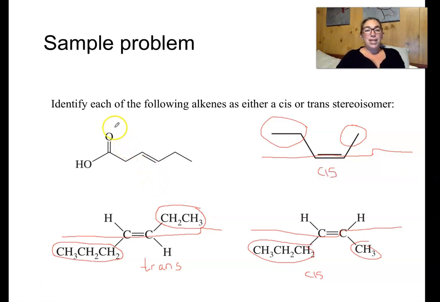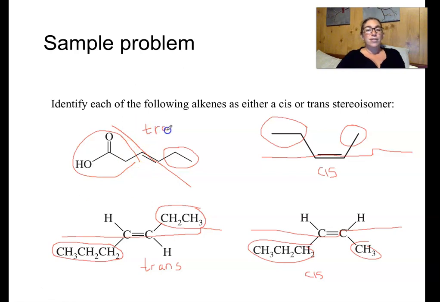And then for this one here, the double bond I care about, by the way, is the carbon-carbon double bond, not this oxygen double bond. That's part of a functional group, okay? And so my substituents would be this part here and this part here. They are on opposite sides of this line that I had to draw at an angle because of the way that the chain is drawn. So this would be a trans isomer.